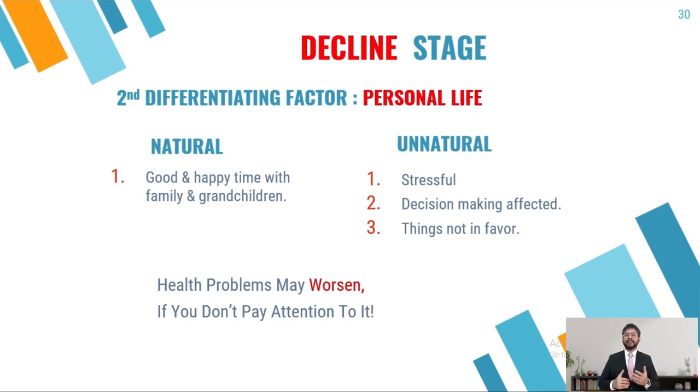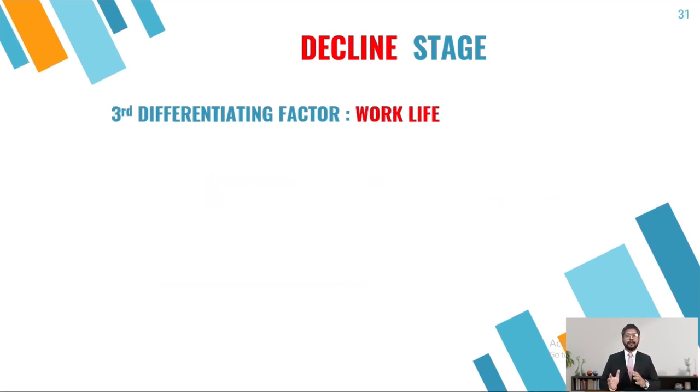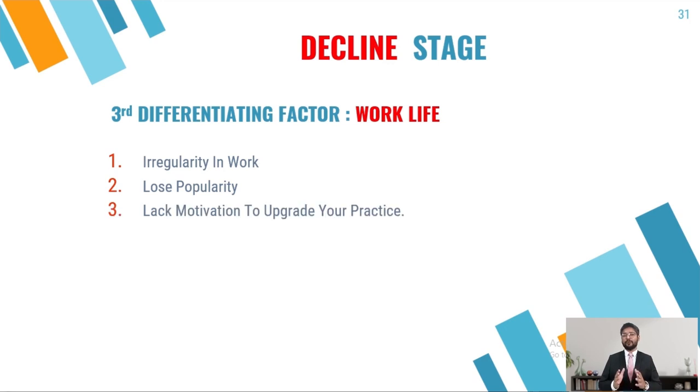Now, the next differentiating factor is work life. Let it be natural or unnatural decline stage, the irregularity in work aggravates to a great extent. You start losing popularity. You probably see no scope in upgrading. You start thinking that you have done enough and it's not worth it anymore, and you lose motivation to upgrade your practice. Since you don't upgrade and upskill yourself, you fail to be in trend. You keep on practicing the same old methods. All of this results in losing your popularity further and eventually you lose patience.